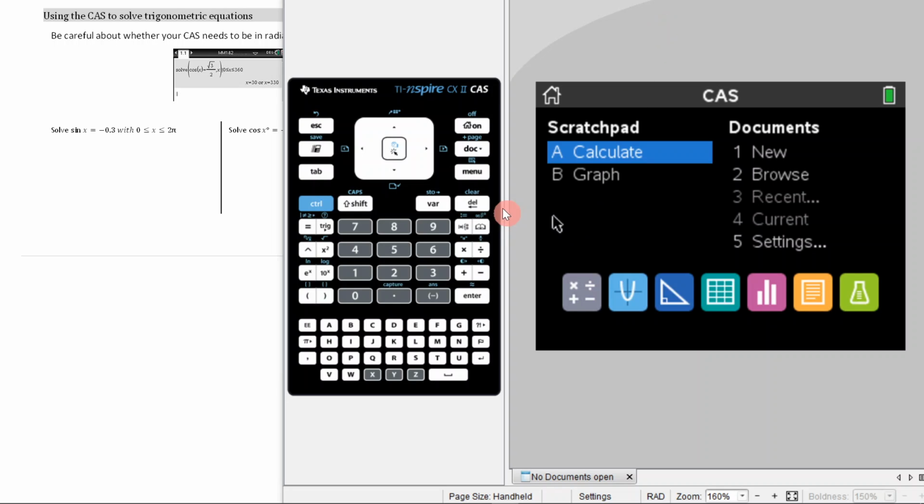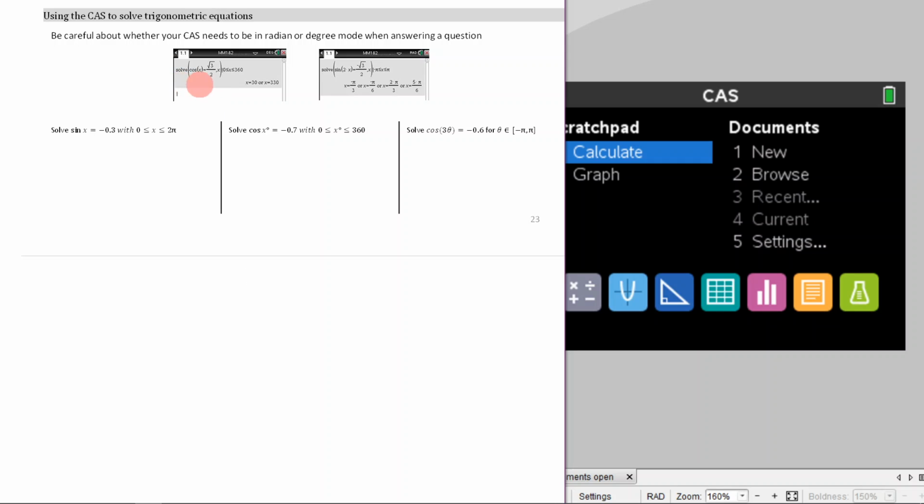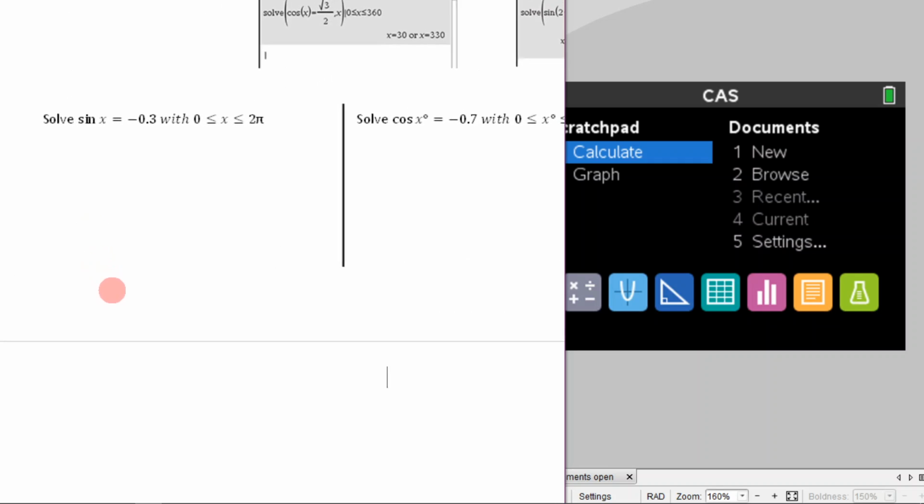So now we're going to use our CAS calculator to solve some trigonometric equations. In your notes here, you can see that I've provided some screenshots of the CAS, which show you what you would type into your CAS to correctly answer these. You're just going to be aware of whether or not you should be in the radian or degree mode when you're doing this. Okay, so let's jump into the first example here.